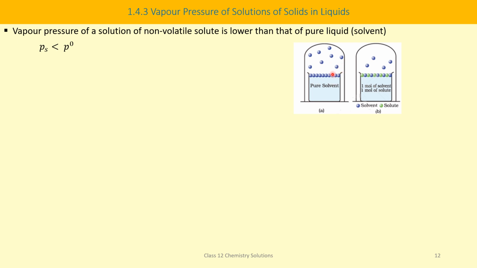The vapor pressure of a solution is solely from the solvent alone. So this is due to the pure solvent. The vapor pressure of a solution at a given temperature is found to be lower than the vapor pressure of the pure solvent at the same temperature. So here in figure B also, there is a vapor pressure, but the vapor pressure due to the solution is always lower than the vapor pressure of the pure solvent.